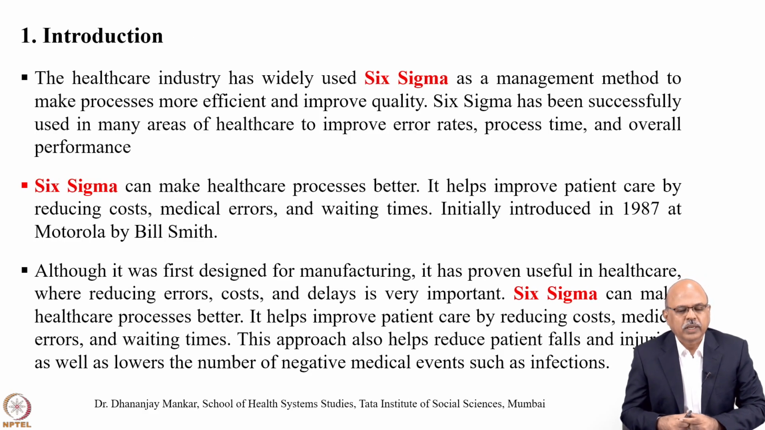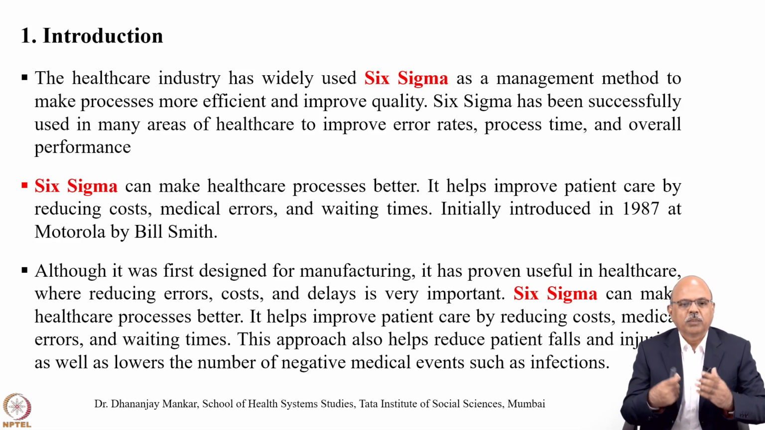So as you know, the healthcare industry has widely used Six Sigma as a management method to make processes more efficient and improve quality. Six Sigma has been successfully used in many areas of healthcare to improve error rates, process time and overall performance. Six Sigma can make healthcare processes better. It helps improve patient care by reducing cost, medical errors and waiting time.